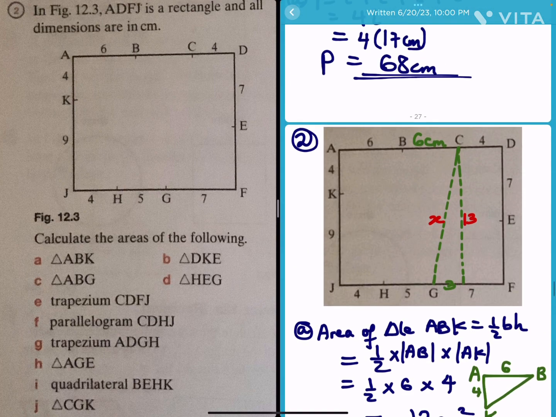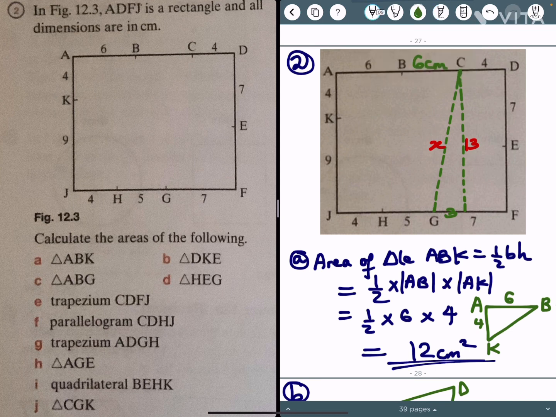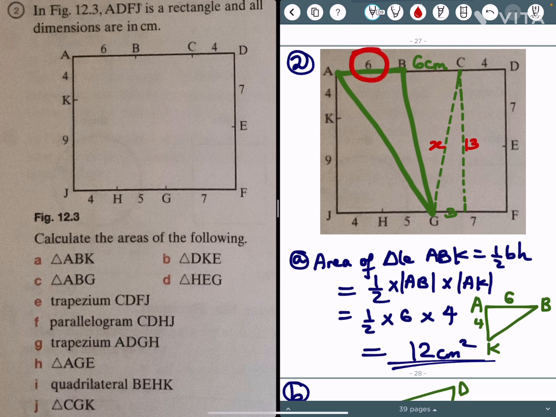So let's go back to triangle ABG. Here, this is triangle ABG. This is AB, and this is G. So all I need here is my base, and I need the vertical height. The vertical height is here. Let me try and make that look like a real vertical height. So this is my vertical height.